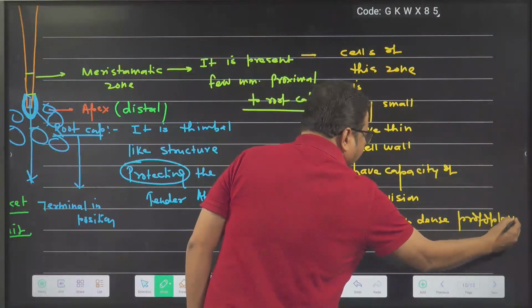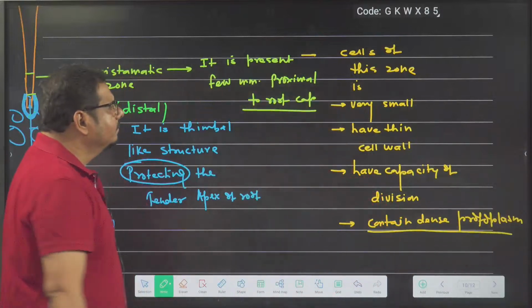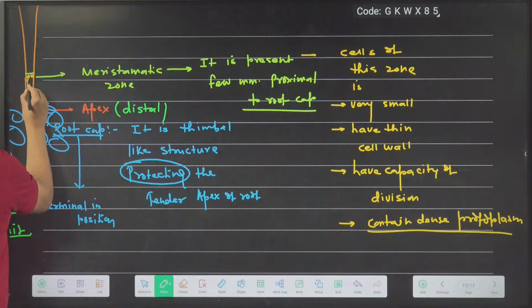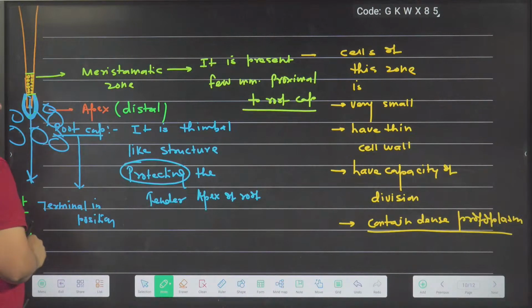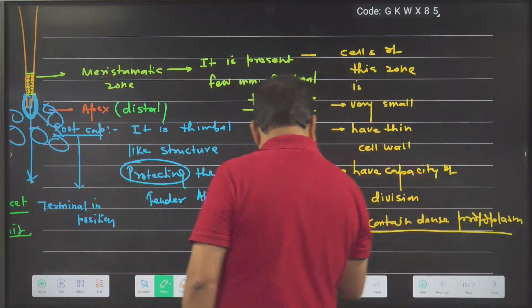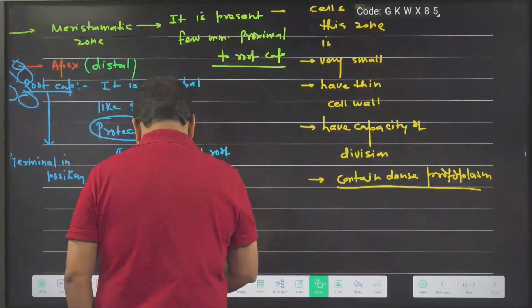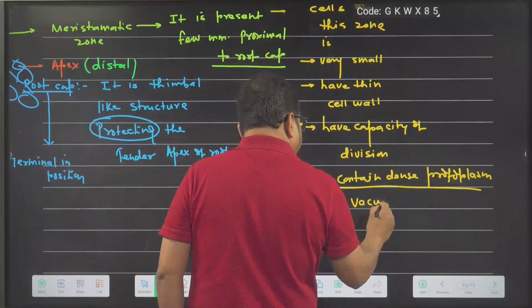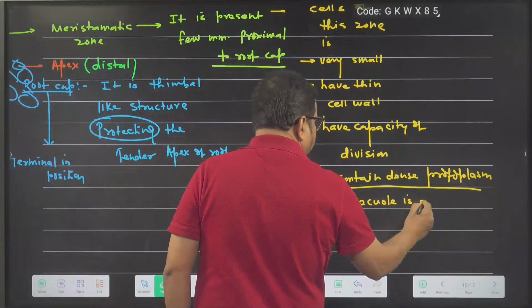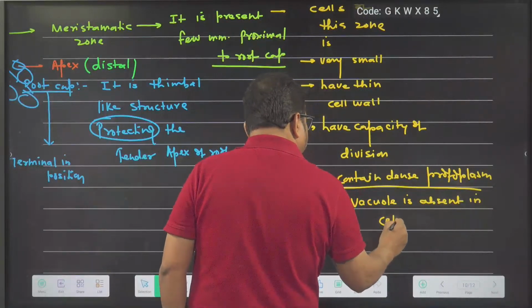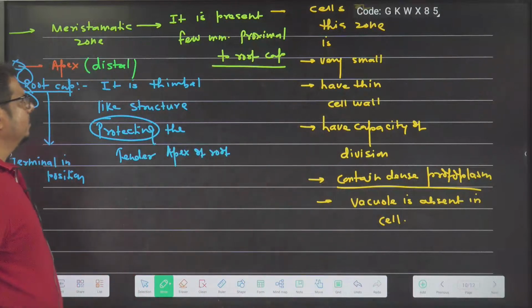So you got the character of the cell of the meristematic zone. The cell size is very small, cell wall is thin, cells have capacity of division, their protoplasm is dense. And if you wish, I can also write one more line, vacuole is absent. Vacuole is absent in cell. No vacuoles are present in the cell of meristematic zone.